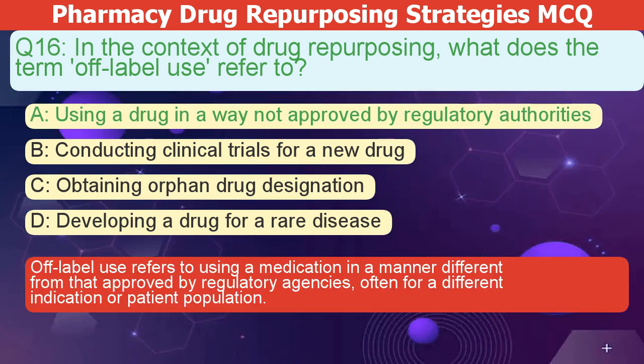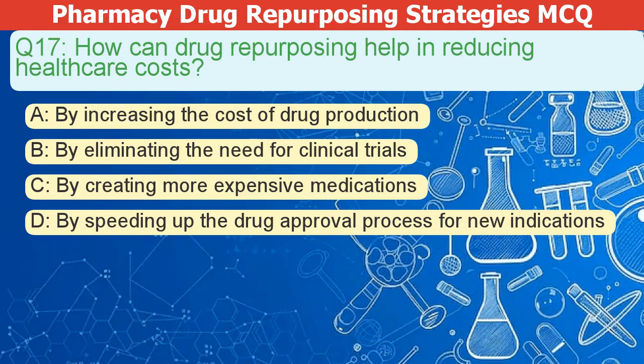The correct answer is A. Off-label use means using a medication in a way not approved by regulators, often for a different reason or type of patient. How can drug repurposing help reduce healthcare costs?